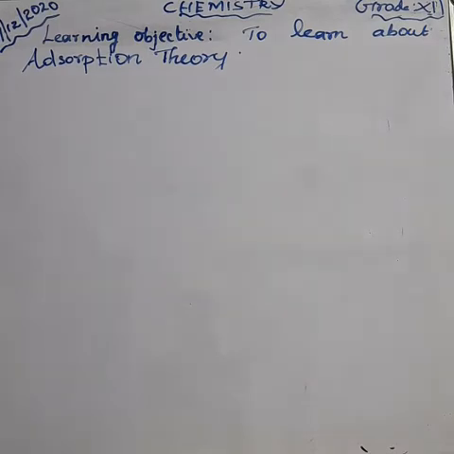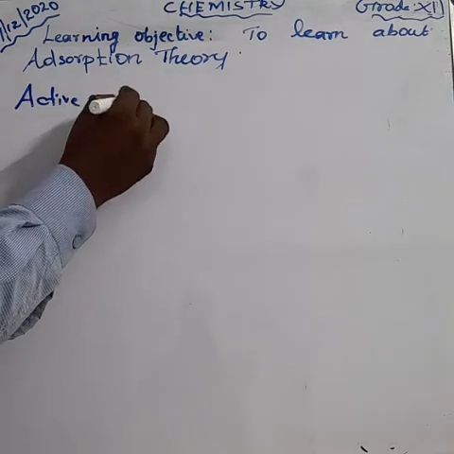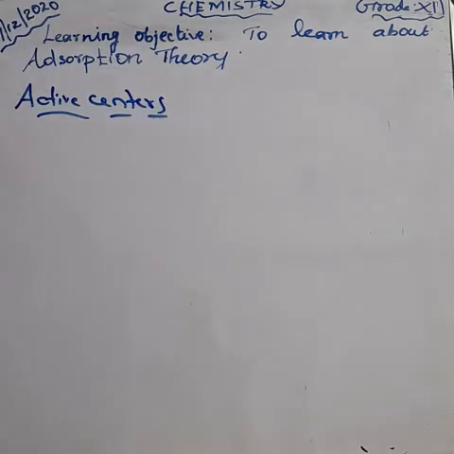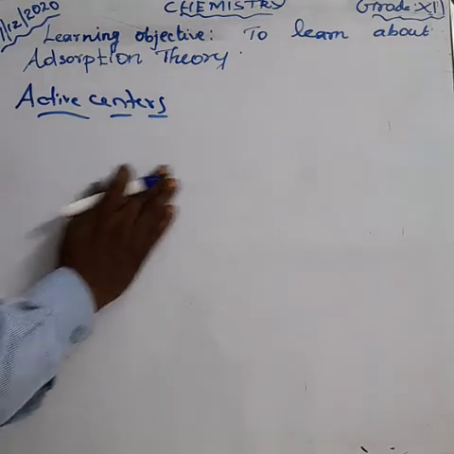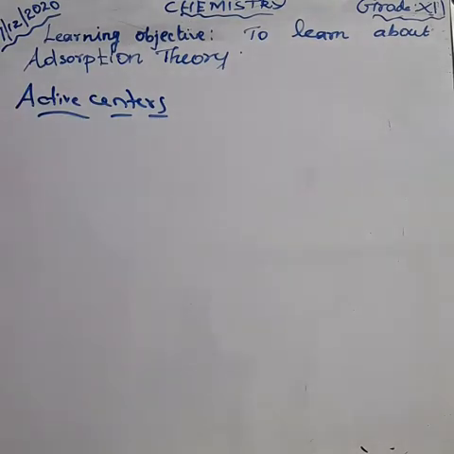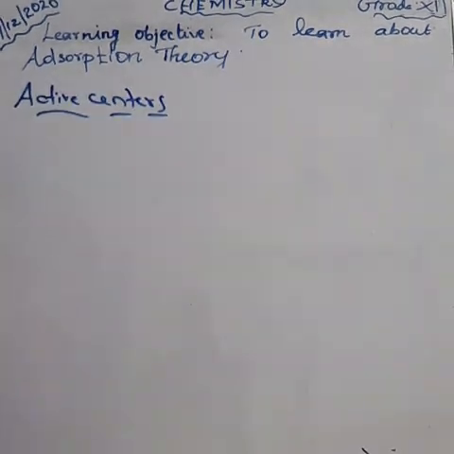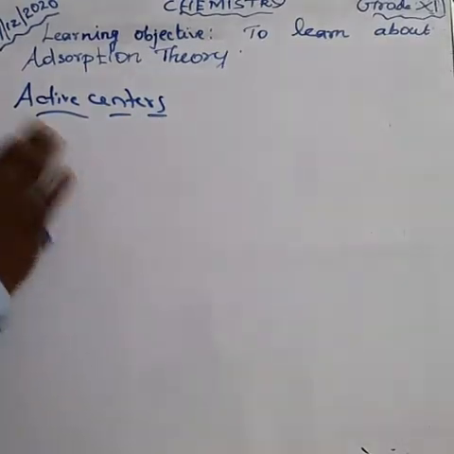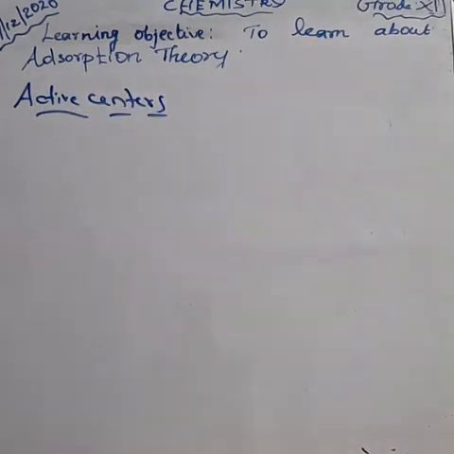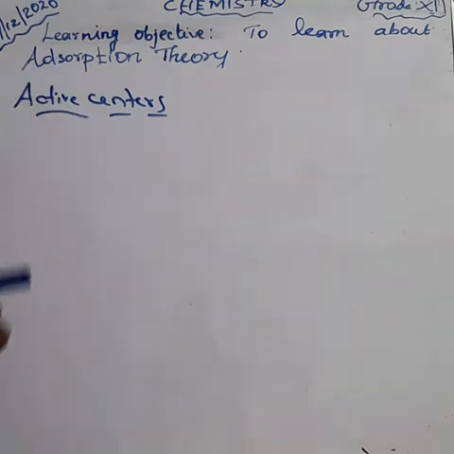And next we have to learn about the active centers. Again we learn about the active centers. Here, this is one of the surfaces. The surface of the catalyst is not smooth. Here it is drawn smooth, but anyhow, the surface of the catalyst is not smooth. It bears some steps, some cracks, some corners.